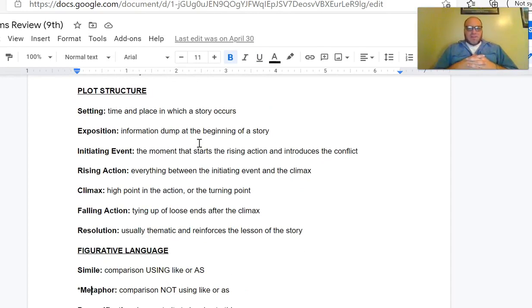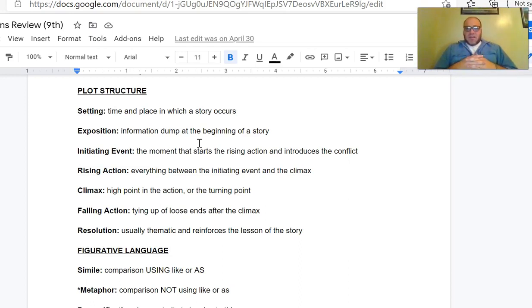We really didn't read the beginning of the Odyssey, so don't stress out about that too much. But most stories begin with a lot of introductions of characters and themes and the setting and all of that kind of stuff, which is really important to understanding the story and what's going on. We've got an initiating event, the moment that starts the rising action and introduces the conflict.